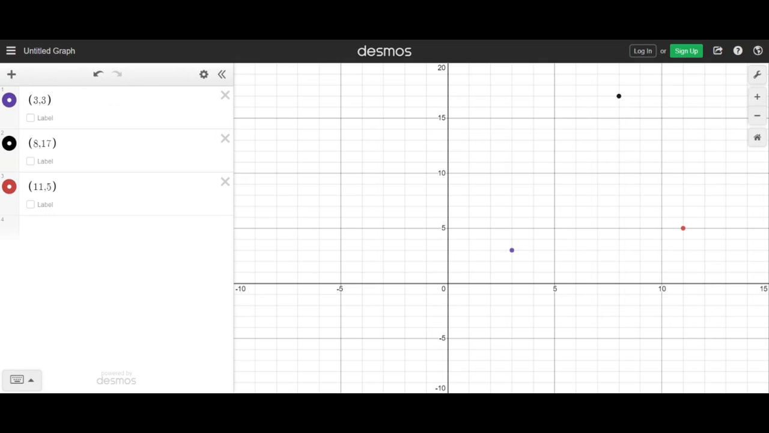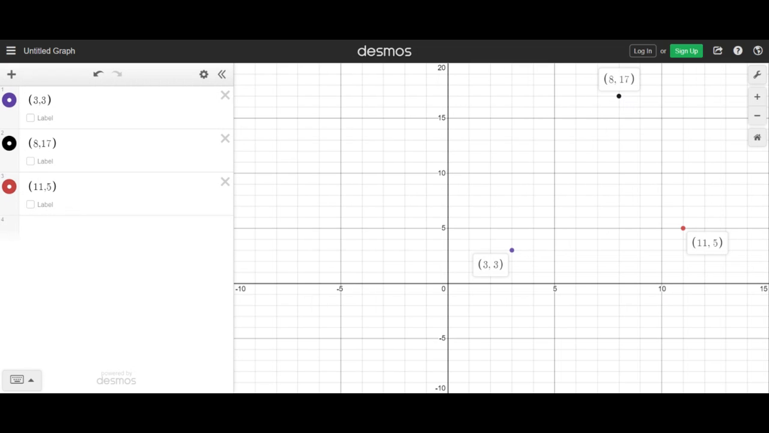And so what we're trying to show is that this is a right triangle. Well, that means that we need to have 2 of our line segments that are perpendicular to one another to form that right angle. If we look, that's not going to happen at the point 3, 3. The perpendicular is either going to happen between the red and black, or the blue and black. And I think it's going to be from 3, 3 to 8, 17, and then 11, 5 to 8, 17. That's where the right angle is going to form.